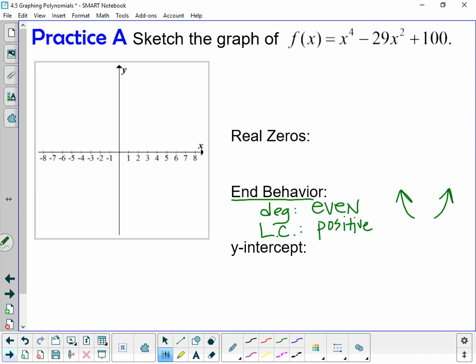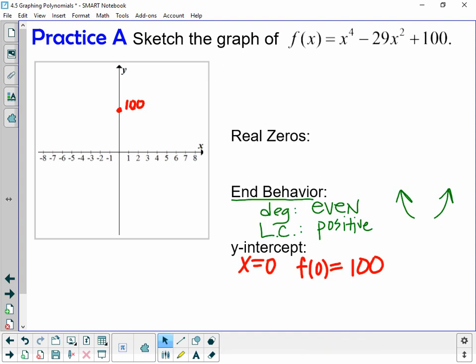We can also immediately tell the y-intercept. Remember that happens when x is equal to 0. If we substitute 0 in for x, we get 0 to the fourth minus 29 times 0 squared plus 100. So our y-intercept is going to be 100. To find out where the x-intercepts are, we are going to have to put it into intercept form. We're going to have to factor.